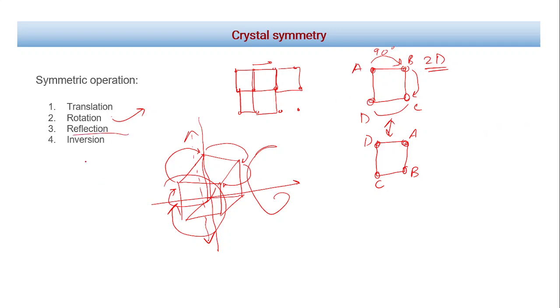Reflection will be, if I take, this is again in 2D, this is my plane or unit cell in 2D. It has atoms, even if it has an atom at the center or the edges, say some kind of unit cell, which looks like this.